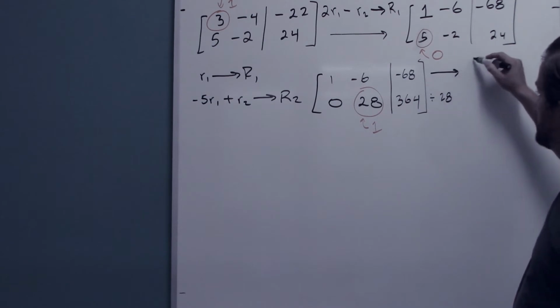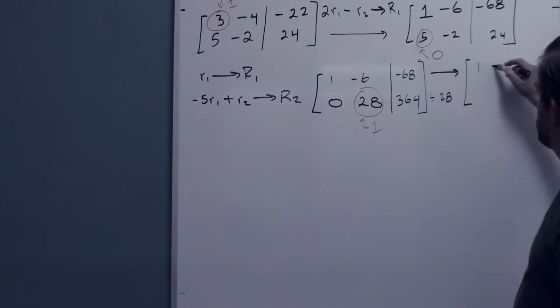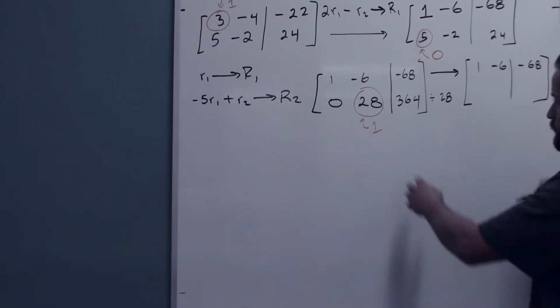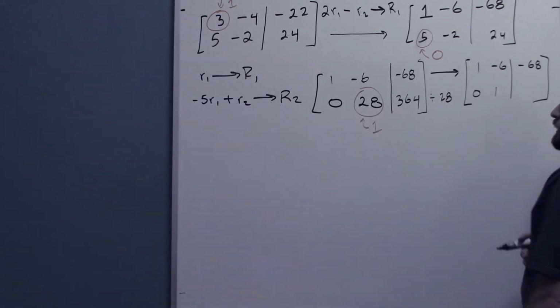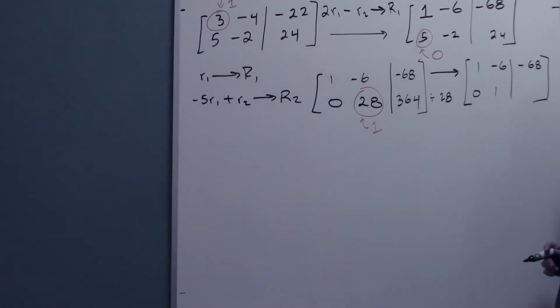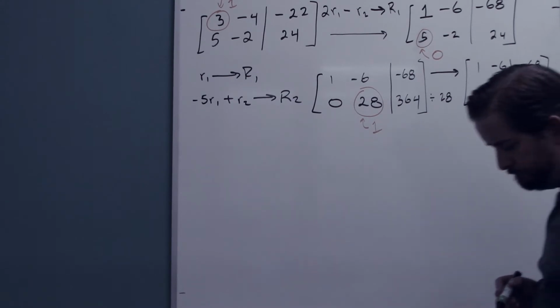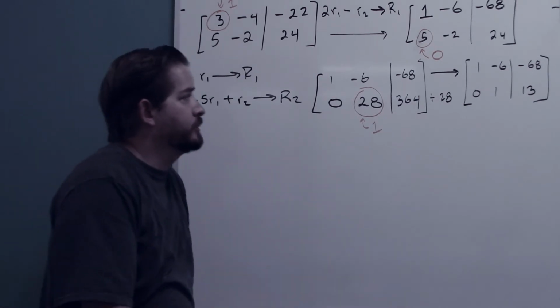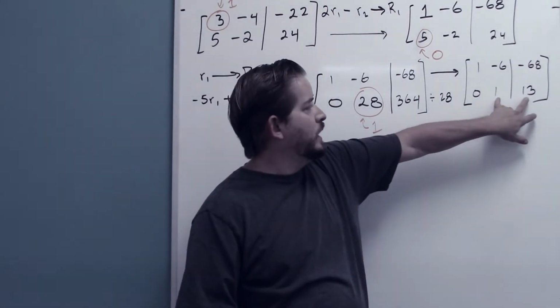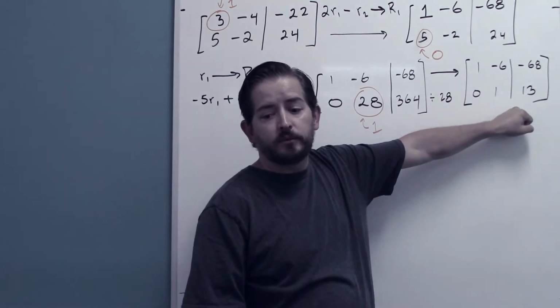And so this guy doesn't change. That gives me 1, negative 6, negative 68 still. Dividing everything in row 2 by 28 gives me still 0, and a 1, and I want to say that is 10 plus 3 more, 13? Yeah. And I'm actually more than halfway done with the process, but my solution is half here. Y is equal to 13. So I know that right now.